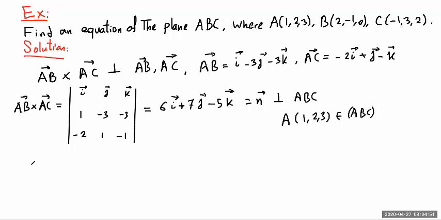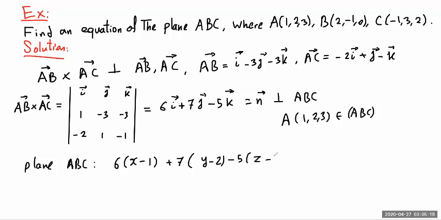Now let's write the equation of the plane. It will be 6 times x minus 1 plus 7 times y minus 2 plus z, the last number, minus 5 times z minus 3 equal 0.